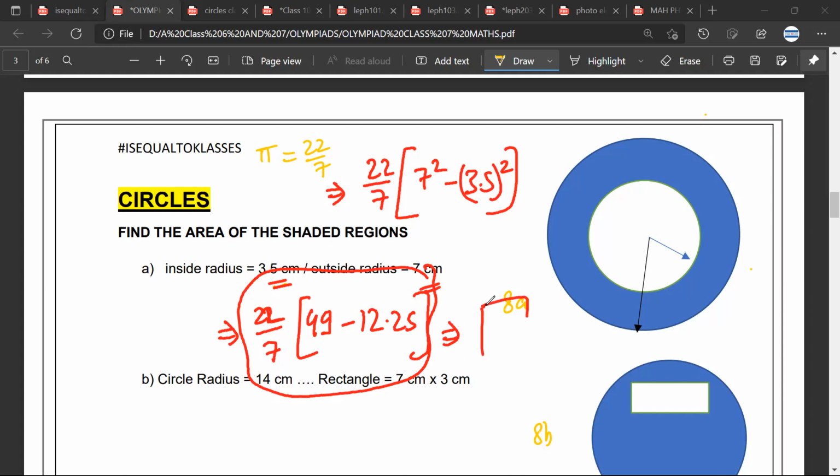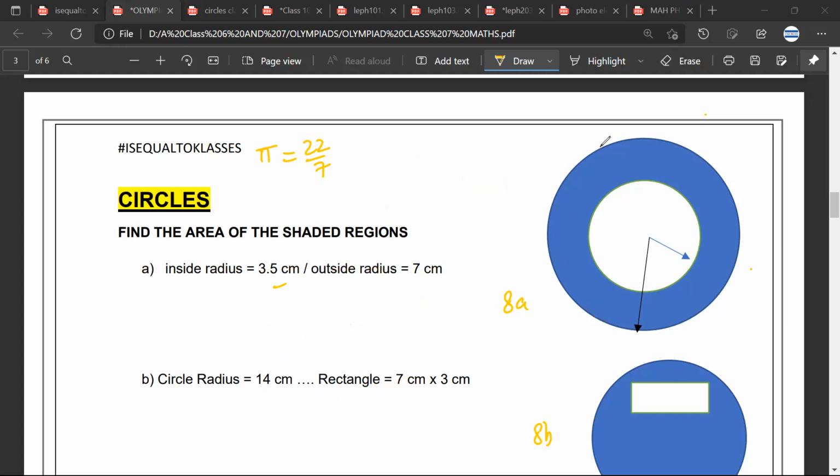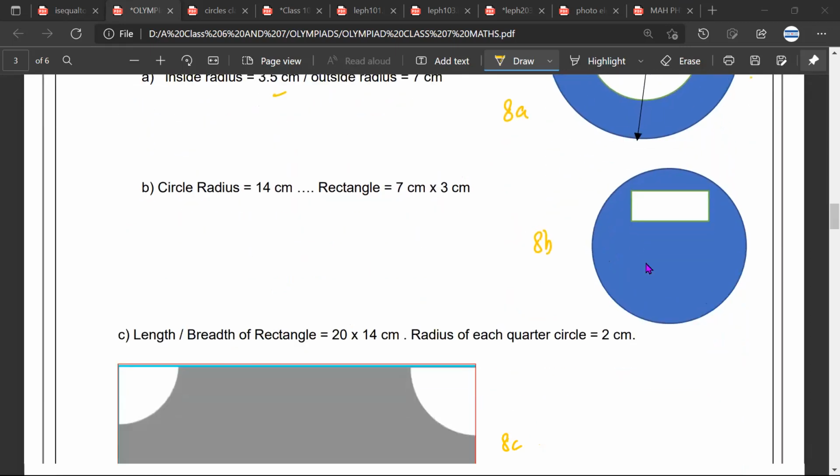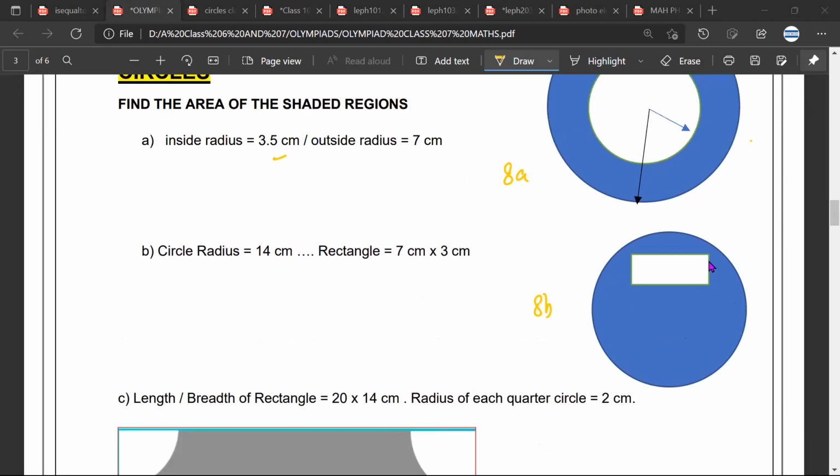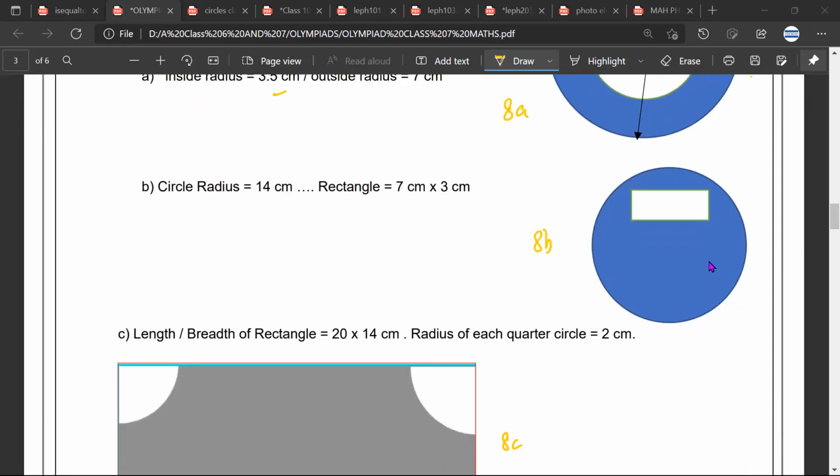Just remember that whatever answer you write, just put centimeter square, because the area is always square. It will either be centimeter square or meter square or decimeter square. Please use the proper units. Mr. Sarthak, any doubt till here? No, sir.